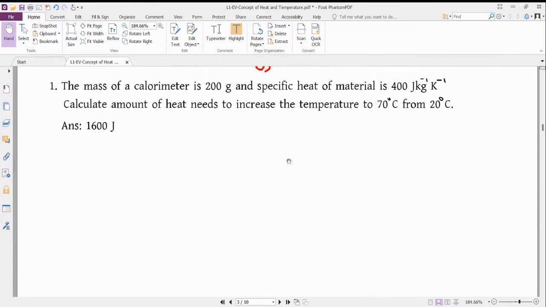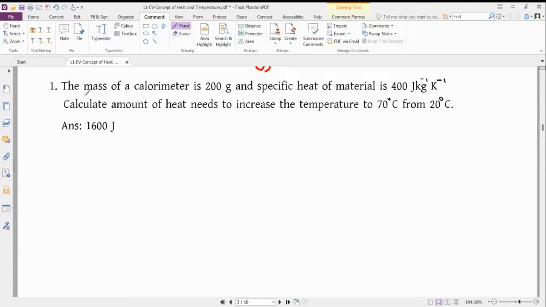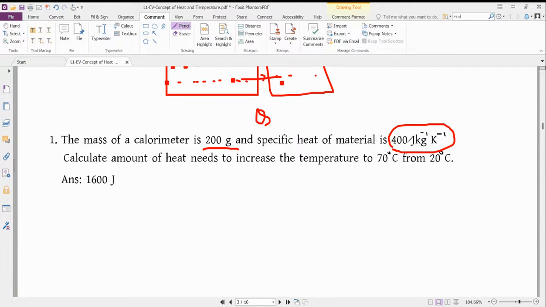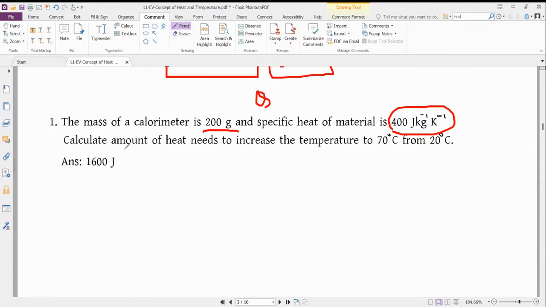Yes, now it's easier to understand the problems. The mass of a calorimeter is 200 gram and the specific heat of the material is 400 joule per kg per Kelvin. This is the unit of specific heat. I will discuss how this unit is determined. The question is: calculate the amount of heat needed to increase the temperature to 70 degrees Celsius from 20 degrees Celsius. Here, the calorimeter is an instrument.